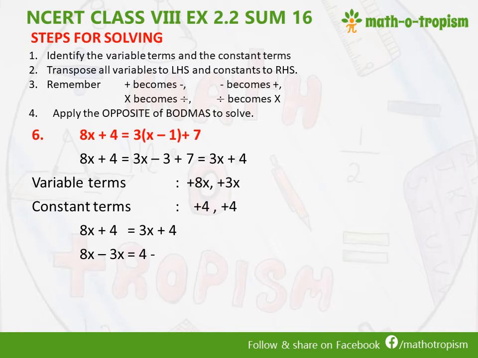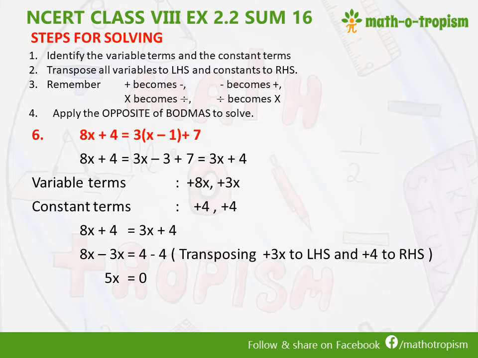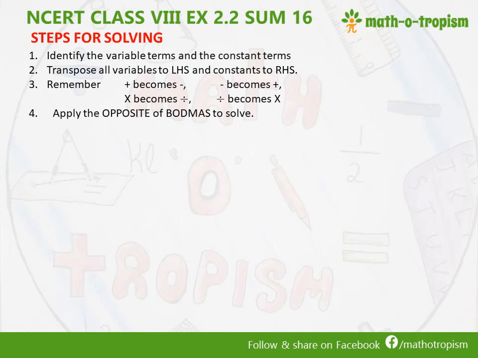Bringing the left hand side variables and the right hand side constants, we have 8x - 3x = 4 - 4, that is transposing 3x to the LHS and 4 to the RHS. Then we have 5x = 0. Anything equal to 0 implies that it will be 0. So x = 0/5, which is again 0. Transposing 5 to the RHS, multiplication has become division. So x = 0.